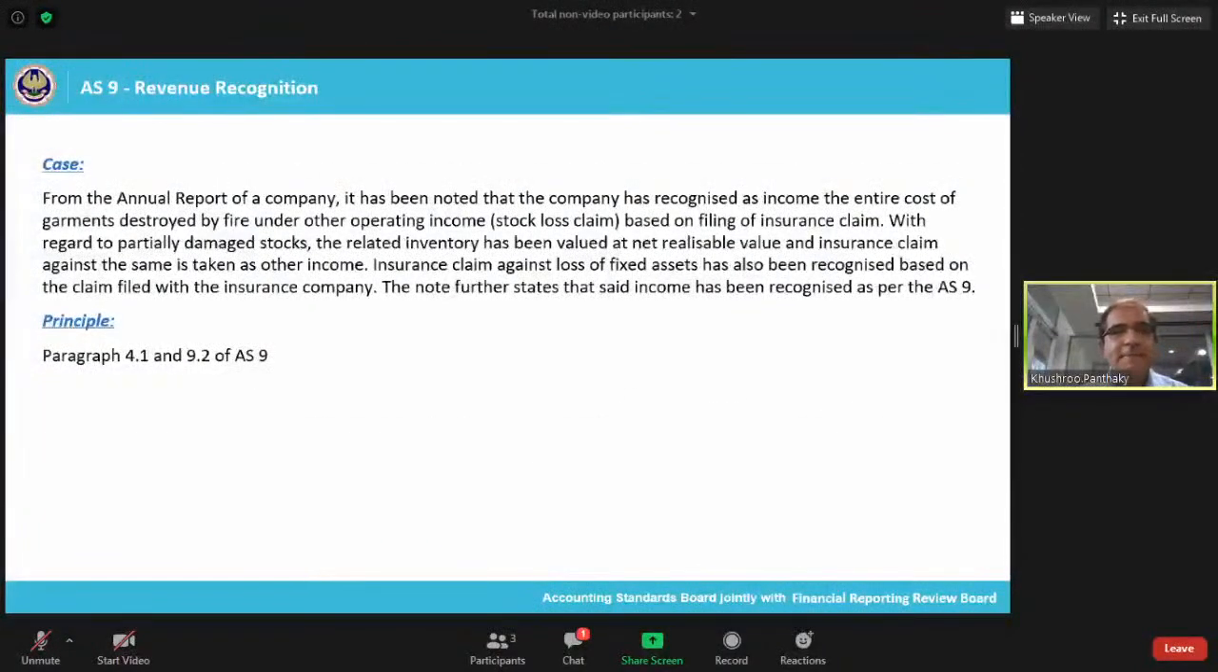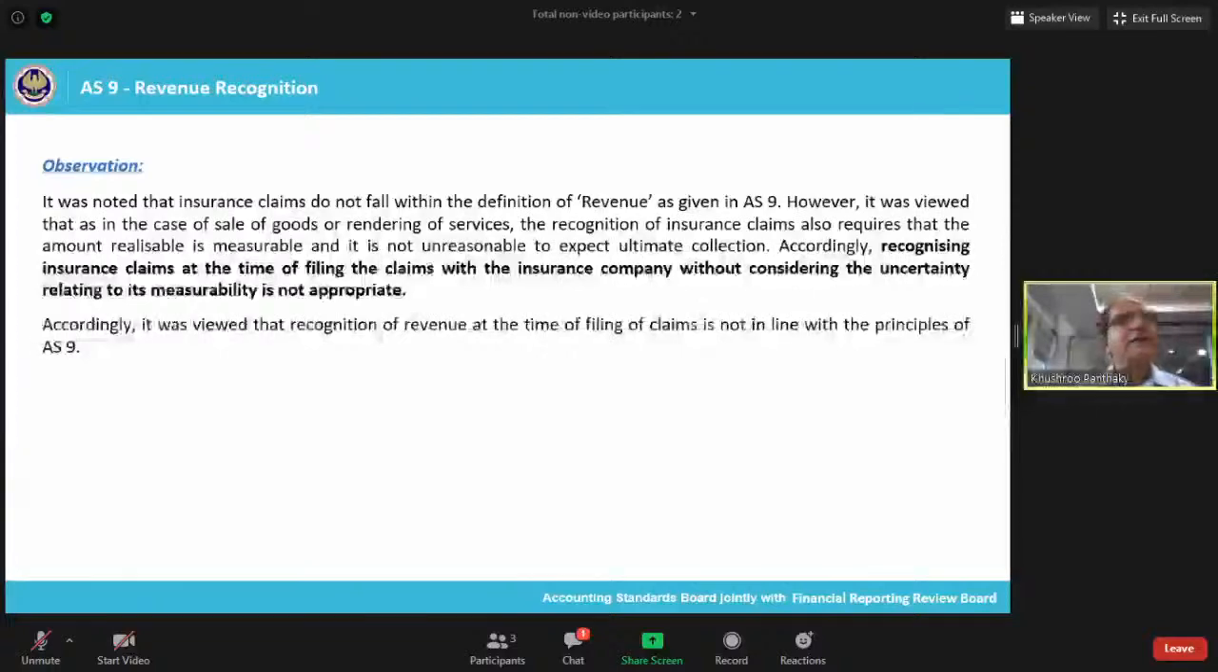The next one. The company has recognized as income the entire cost of garments which have been destroyed by fire under other operating income based upon the filing of the insurance claim. So there is a fire, the company has filed an insurance claim, there is a loss, and the company has actually recognized as revenue the insurance claim that it has filed. How can you do that? Filing of an insurance claim is nothing but a formality. It's a procedure. Have you received an intimation from an insurance company that this particular claim has been approved?